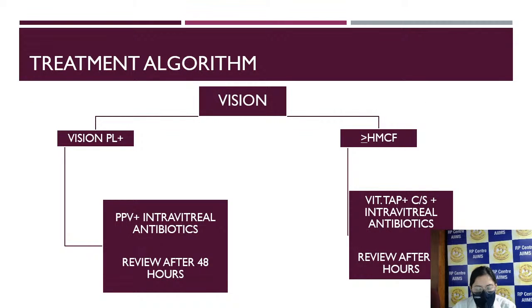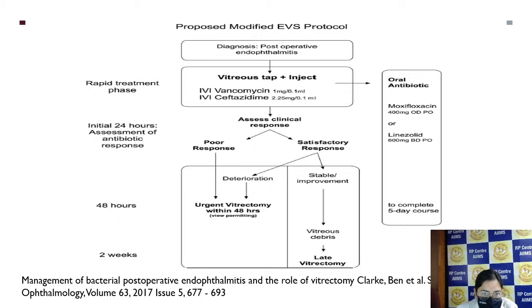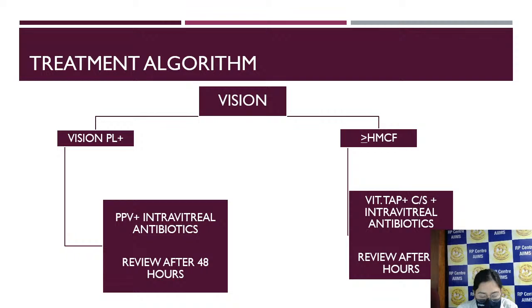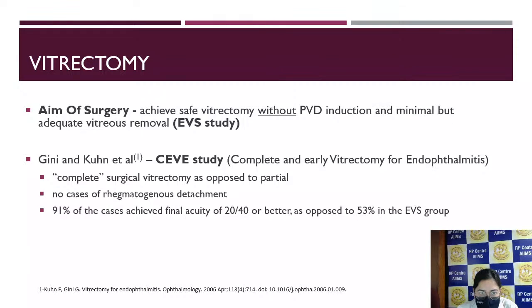Now, the treatment algorithm that is followed in RPC is we see the presenting vision. If PL positive, we go ahead with a vitrectomy with intravitreal antibiotics, and if the vision is either hand movement or better, we go ahead with an intravitreal injection with tap and culture sensitivity. This was another protocol that has been given by Survey of Ophthalmology in 2017, where they directly go ahead with the injection and oral antibiotics, but we commonly follow this algorithm.